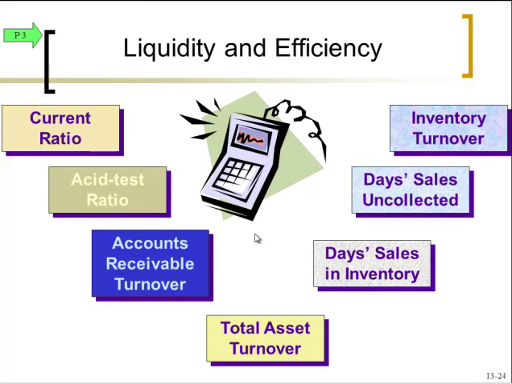First of all, we have the current ratio. Now, these are all the liquidity and efficiency ratios. So short-term ratios, including current and acid test ratios. And then we have our efficiency ratios, including the accounts receivable turnover, total asset turnover, inventory turnover, and then two ratios that relate to accounts receivable and inventory, days sales uncollected and days sales in inventory. These last five deal with how efficiently the company is operating. How efficiently are they using their assets in their operations?